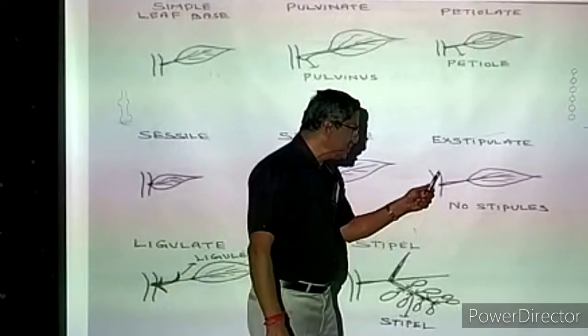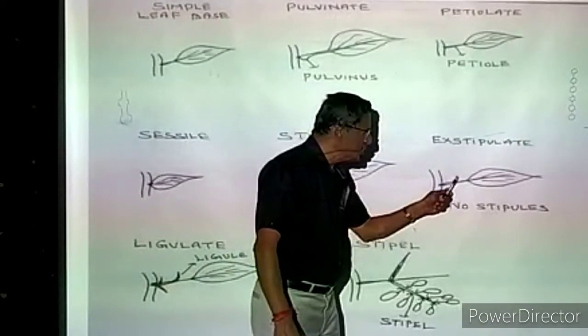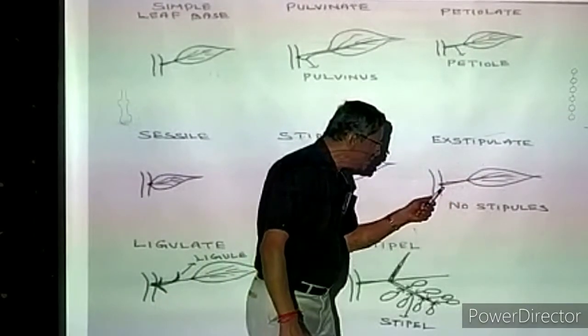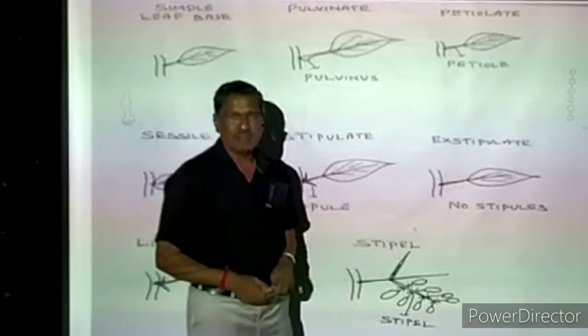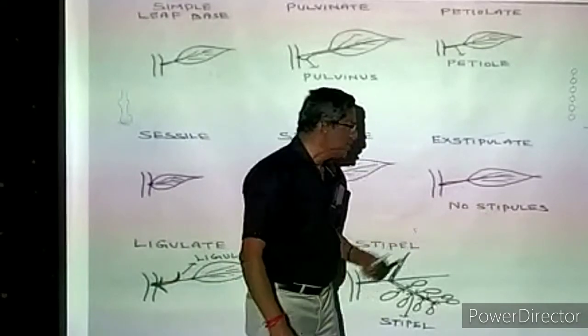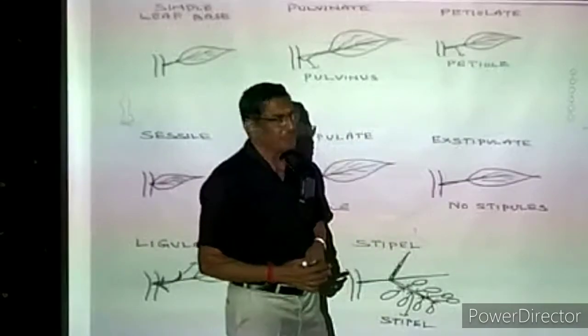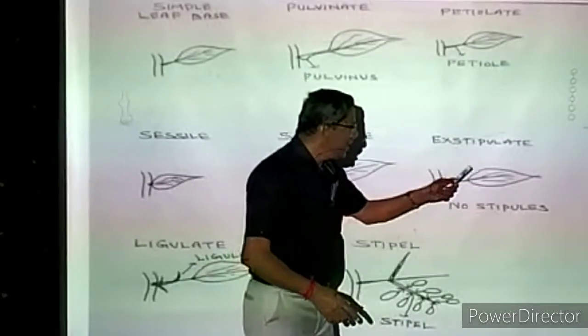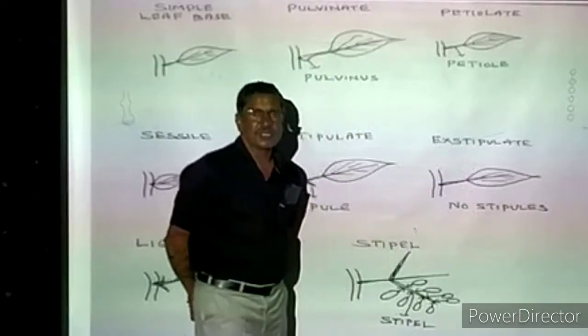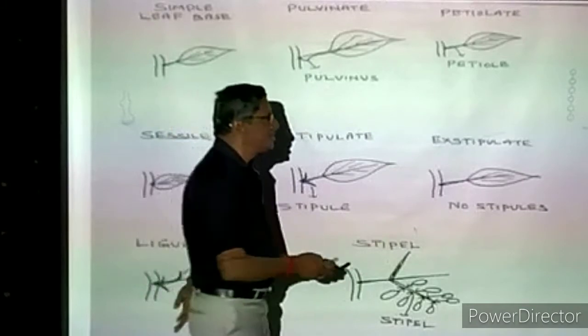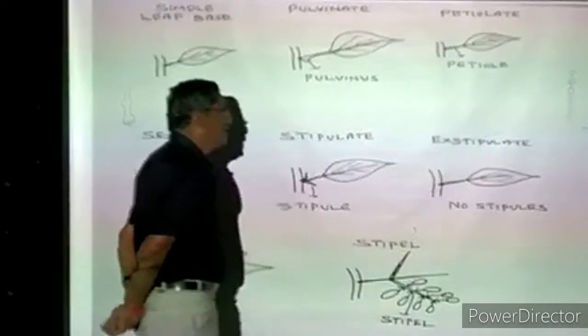Now here the stem is there, leaf base, petiole, lamina, but on either side of the leaf base, stipules are absent. Now the leaf is not having any stipules, no stipules seen on either side of the leaf base. So the leaf without stipules we can call exstipulate. The leaf without stipules is called an exstipulate leaf.